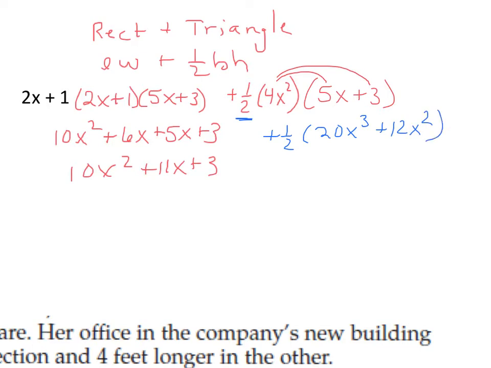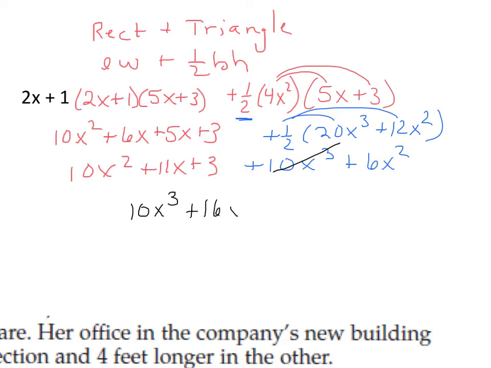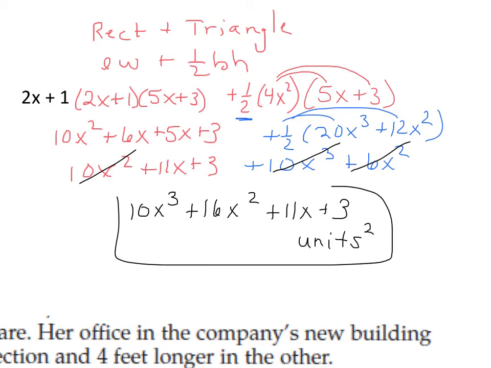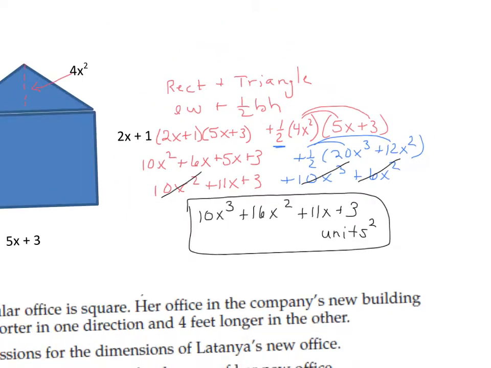All right, now go ahead and let's distribute the half in. And so you're going to get a plus 10x to the third and a plus 6x squared. Now go ahead and start combining like terms. All right, so this is what I've got total for both my shapes. So we're going to go ahead and combine like terms. And I've got 10x to the third. So there's my third. I've got a 10x squared and a 6x squared. That's 16x squared. I've got a plus 11x and a plus 3. Again, because it's area, it's going to be units squared. Okay. All right, next problem.